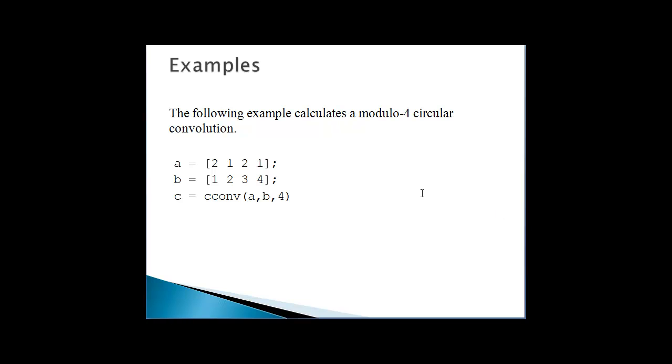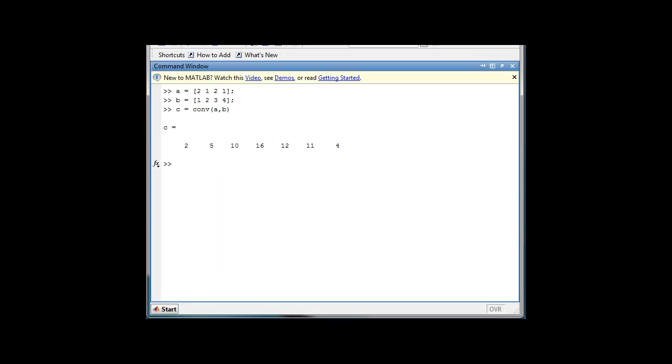Here is an example. The following example calculates the modulo 4 circular convolution. Modulo 4 means here n is equal to 4. The 4 elements we are taking here: A is 2 1 2 1, B is 1 2 3 4, and for the output of convolution of A and B, I will write the command C = cconv(A, B, 4).